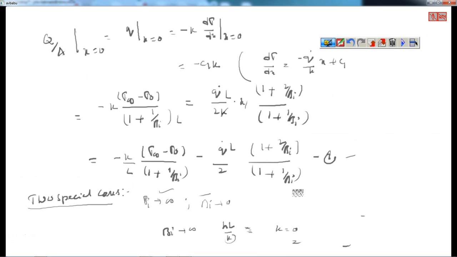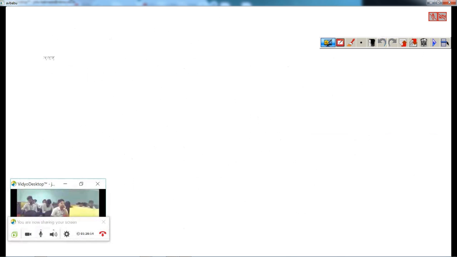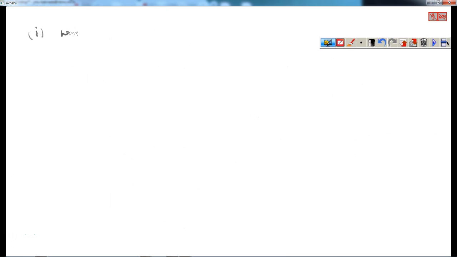Now I'll repeat once again. I'm taking two cases. First case, when Biot number tends to infinity, h tends to infinity, or a body with no surface resistance.